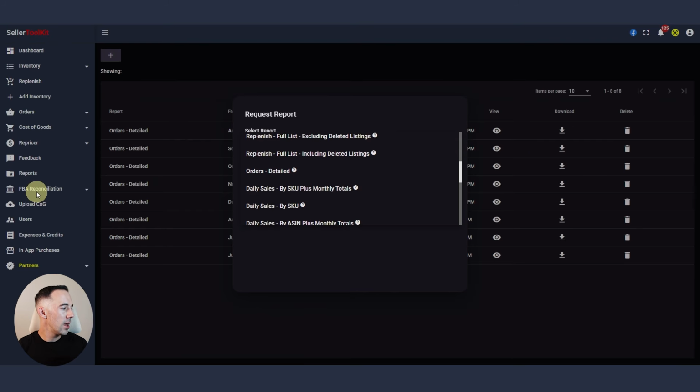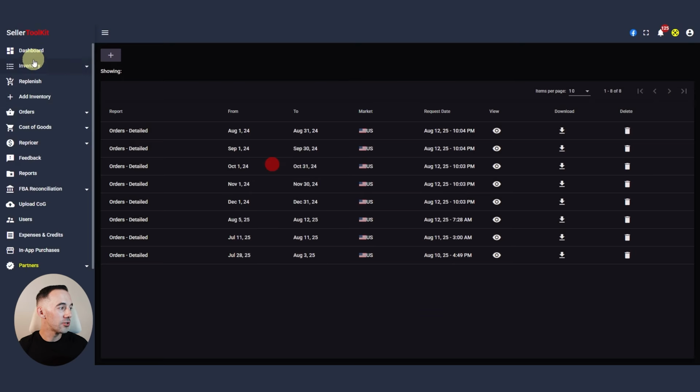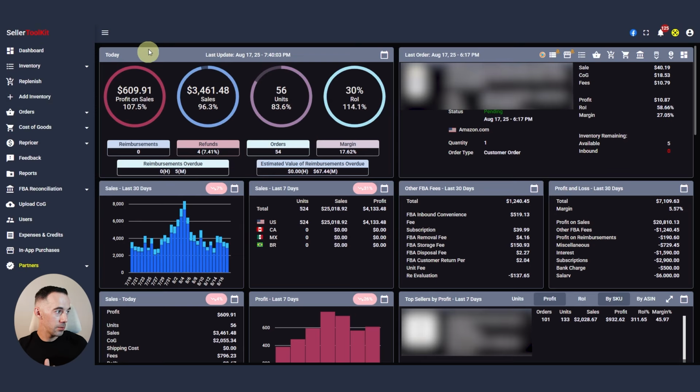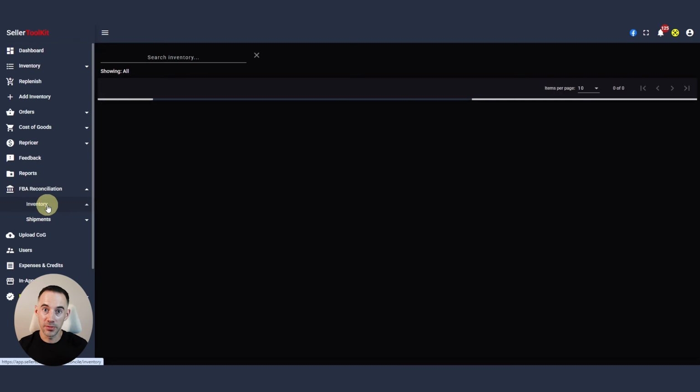Now, what else have we got here? So the one thing I did talk about earlier is that in Seller Toolkit, what you can actually do is get it to reclaim stock for you. And this is a service that a lot of people pay for and they get charged. Now, one thing I did show you at the very beginning was back here, you have this reimbursements overdue. And down here under FBA reconciliation, you can actually use their reimbursements process, which is going to help you.